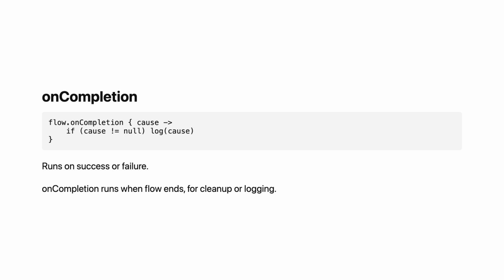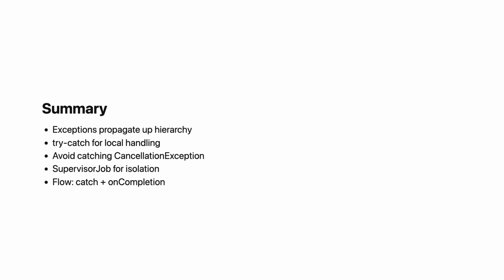onCompletion runs when the flow completes, successfully or not. flow.onCompletion { cause -> if cause != null log }. If there was an exception, cause is not null. If the flow completed normally, cause is null. Use onCompletion for cleanup, logging, or UI updates that should happen regardless of success. onCompletion does not suppress exceptions. They still propagate after onCompletion runs.